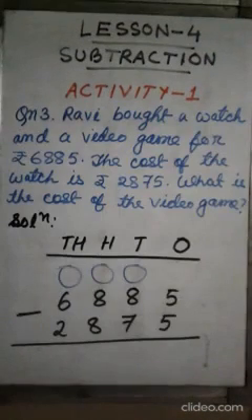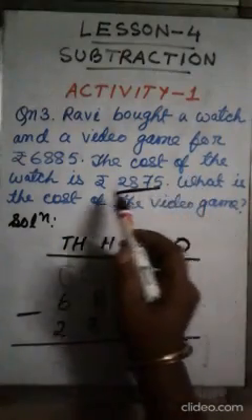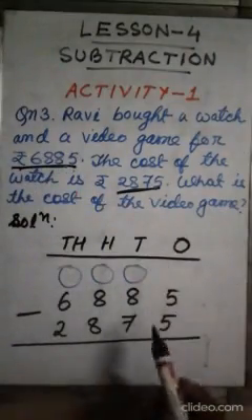Question number 3 from activity 1. Ravi bought a watch and a video game for rupees 6,885. The cost of the watch is rupees 2,875. What is the cost of the video game? So to find the cost of the video game, what we have to do? We have to subtract the cost of the watch from total cost of the video game and the watch.